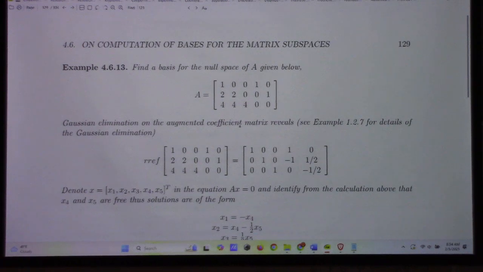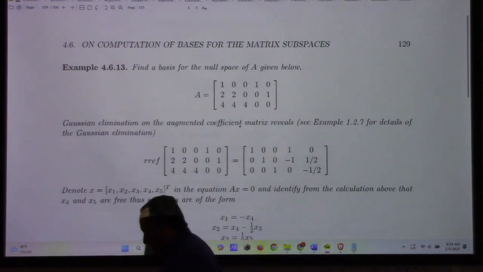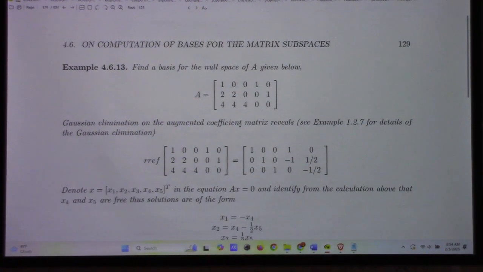The reason I'm saying that is, remember, Ax equals 0. If we slap a column of zeros on the end here, we have the same row reduction, right? So we can do this little trick to solve the homogeneous problem without actually writing down the column of zeros.